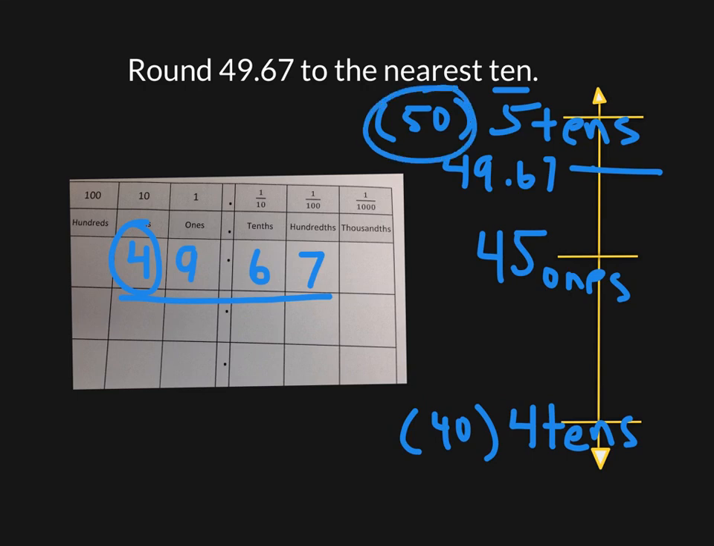And I want to remember when I'm writing my answer, 49 and 67 hundredths rounds to 50. I want to make sure that I use standard form to show the number that I've rounded to. And since I'm rounding to the nearest 10, I know there should be a 0 in the ones place.